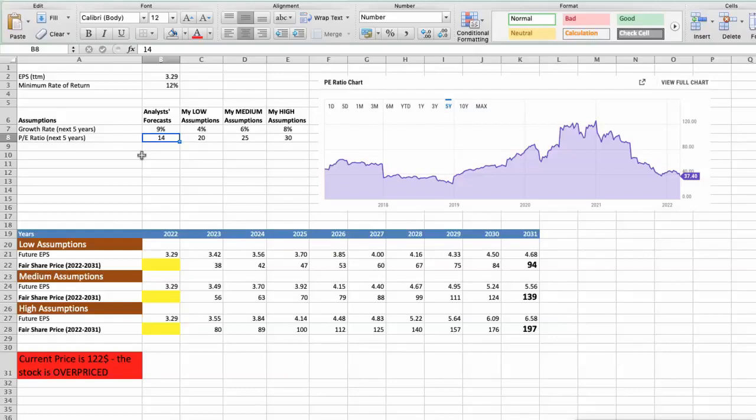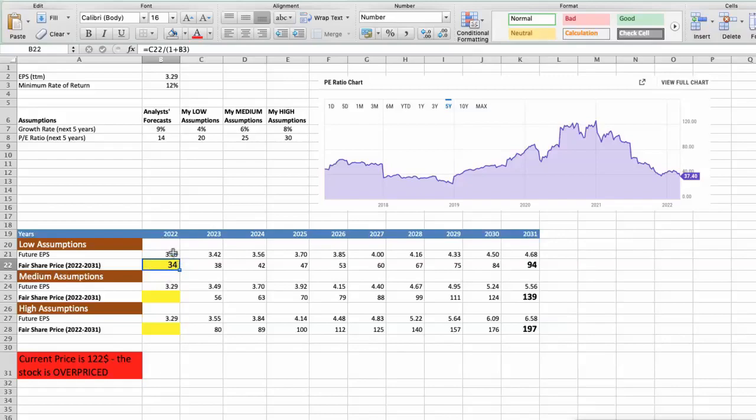First scenario. Global Payments will have bad performance in next 5 years, and we will use the following parameters in our calculation. Future growth rate would be low, 4%. Future P/E would be low, 20. In this case, the fair value of the stock today would be $34.